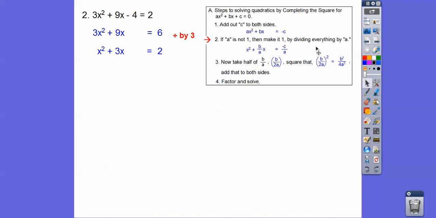Now we take half of 3. How do you take half of a number that's odd? Put a 2 underneath it. So half of 3 is 3 halves. 3 halves squared is 9 fourths.